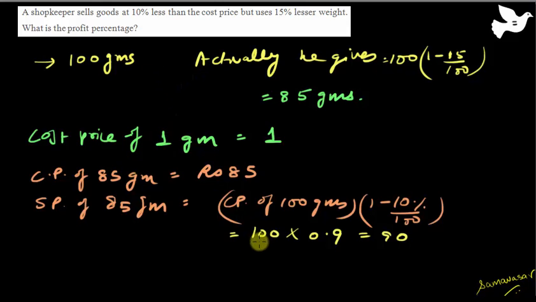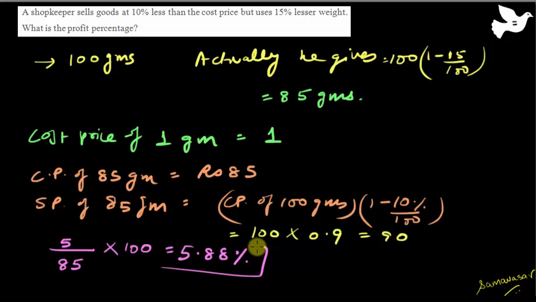Now what is the profit percentage? I simply get profit is 5 divided by cost price 85 into 100, which if you solve will work out to be 5.88%. So this is the profit percentage.